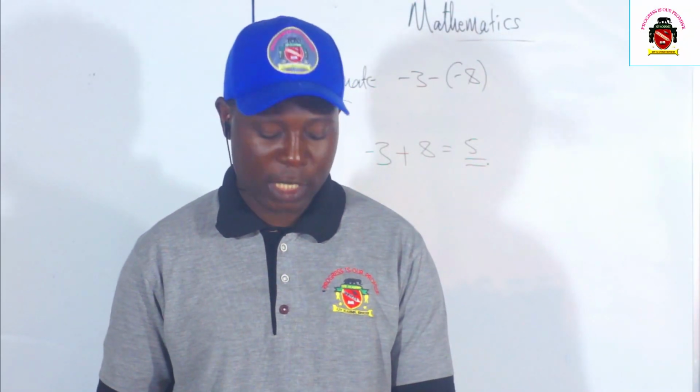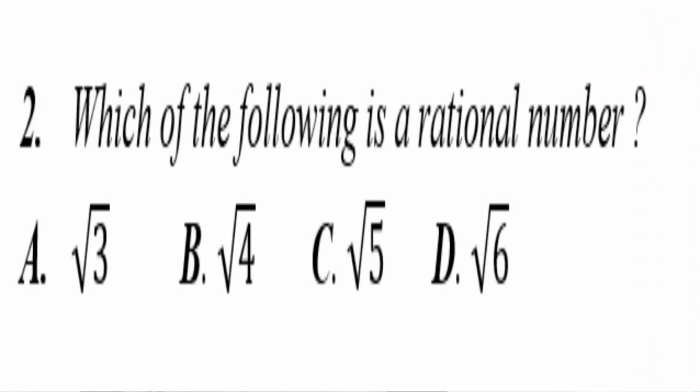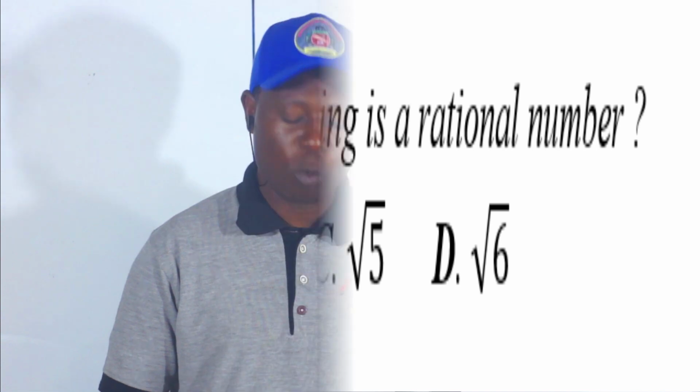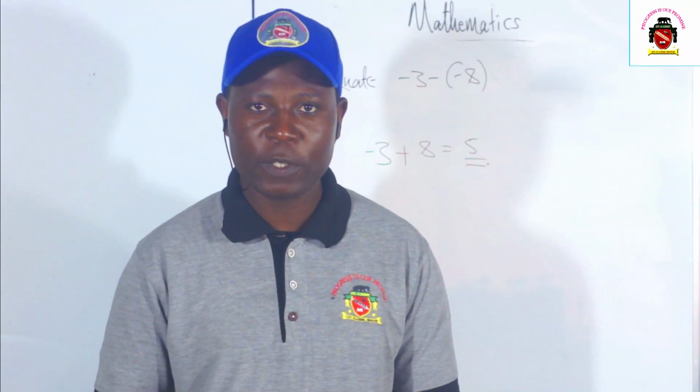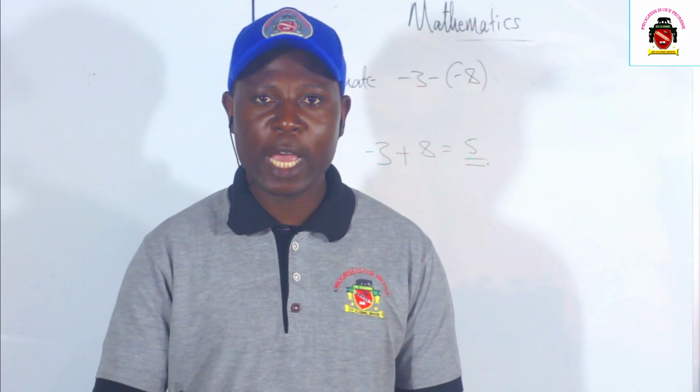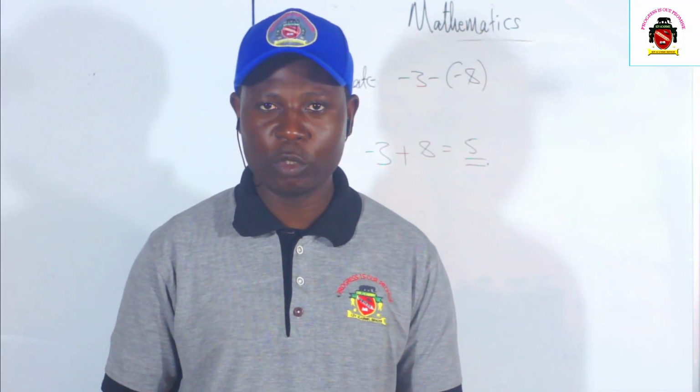So the second question is number 2, which of the following is a rational number? We are given A is square root of 3, and then B square root of 4, and then C square root of 5, and then D is square root of 6. Now, first of all, you need to understand what a rational number is. So a rational number is a number that can be expressed in the form of A over B, where A and B are integers and B is not equal to 0.